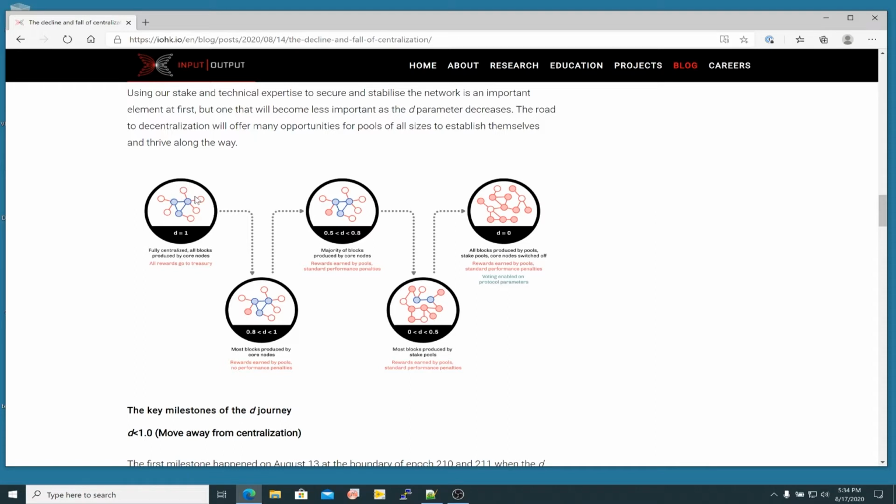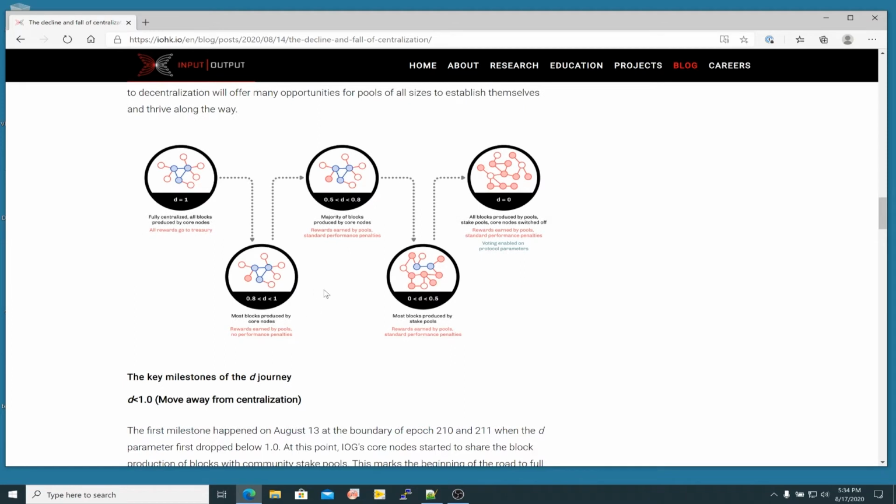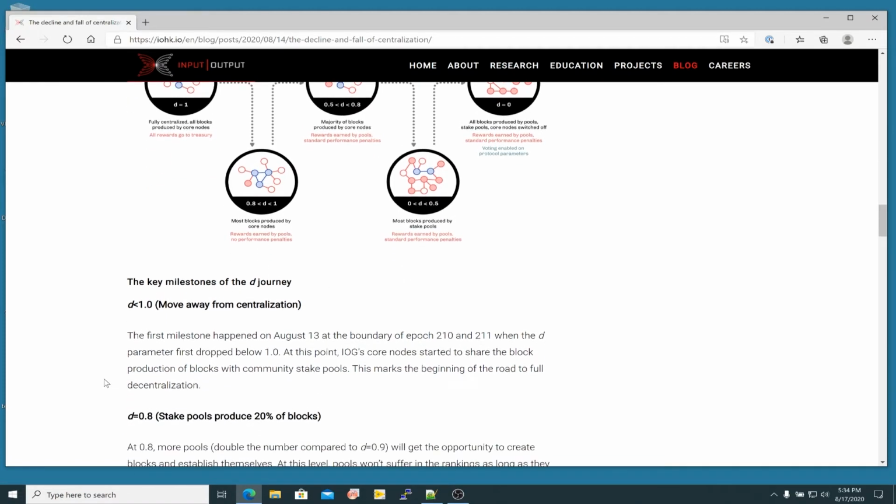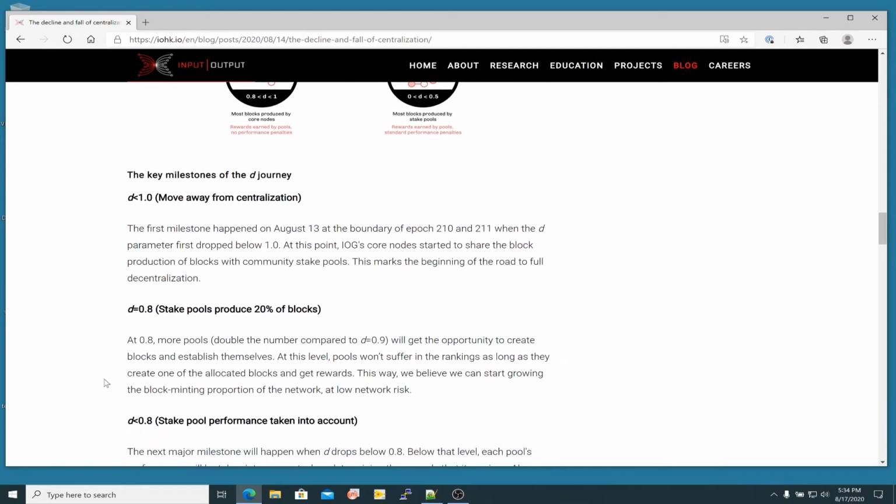So I think that's what these hollowed out ones are, because they still exist over here at d equals 0, and so they're also still participating in it. So I think that's the meaning of this a little bit cryptic illustration, which really isn't described. I don't see any legend here that describes what those are supposed to mean, but I think that's pretty apparent from the description that they have down here. So they've got these key milestones, as he's calling it here, of the D journey. So let's look through that.